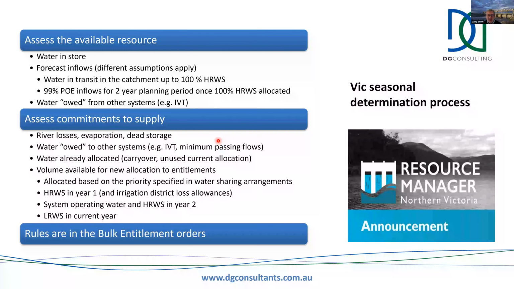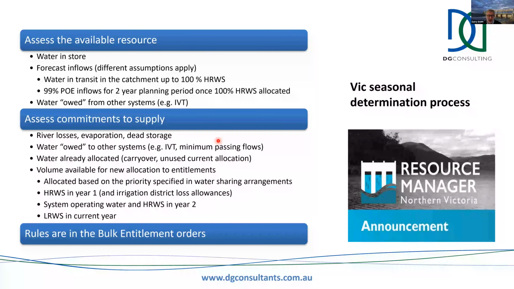So in terms of commitments to supply, the first ones up that need to be put away and made sure they're covered are river losses, evaporation from storages, and also dead storage, the volume in the reservoirs below the outlet levels that can't be accessed readily. So you need to have those in place to make sure you can run the system and deliver whatever water's available.